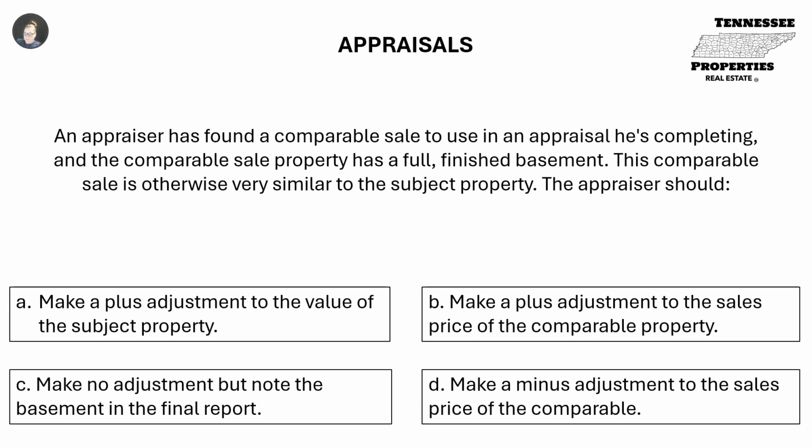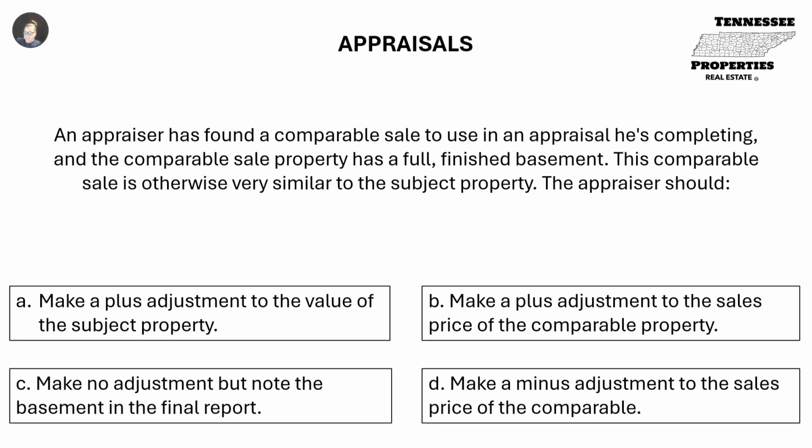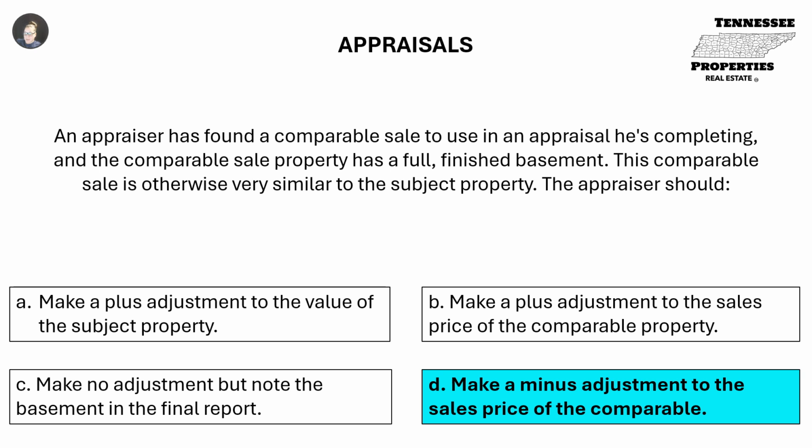An appraiser has found a comparable sale to use in an appraisal he's completing, and the comparable sale property has a full finished basement. This comparable sale is otherwise very similar to the subject property. The appraiser should A. Make a plus adjustment to the value of the subject property. B. Make a plus adjustment to the sales price of the comparable property. C. Make no adjustment but note the basement in the final report. Or D. Make a minus adjustment to the sales price of the comparable property. D. Make a minus adjustment to the sales price of the comparable.